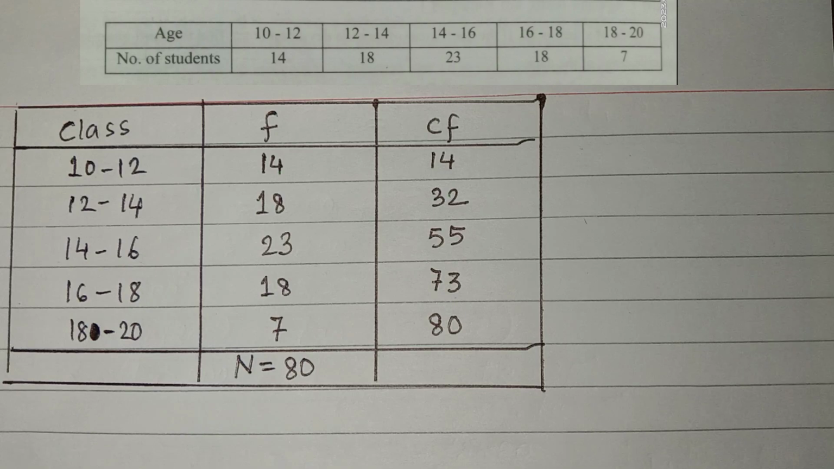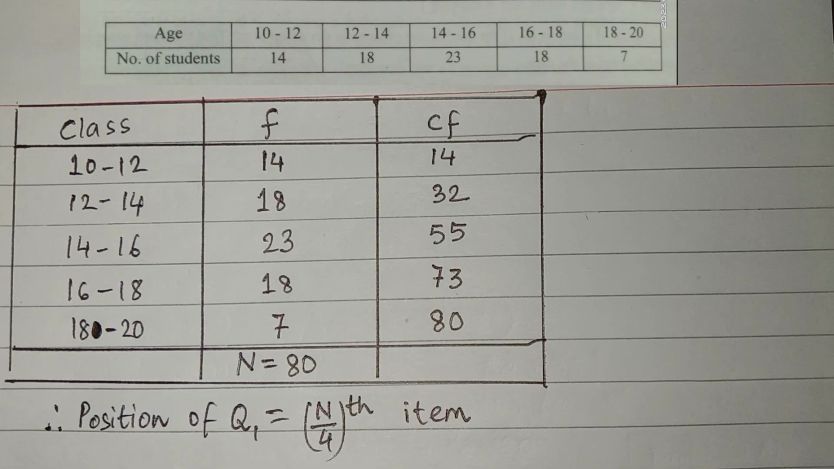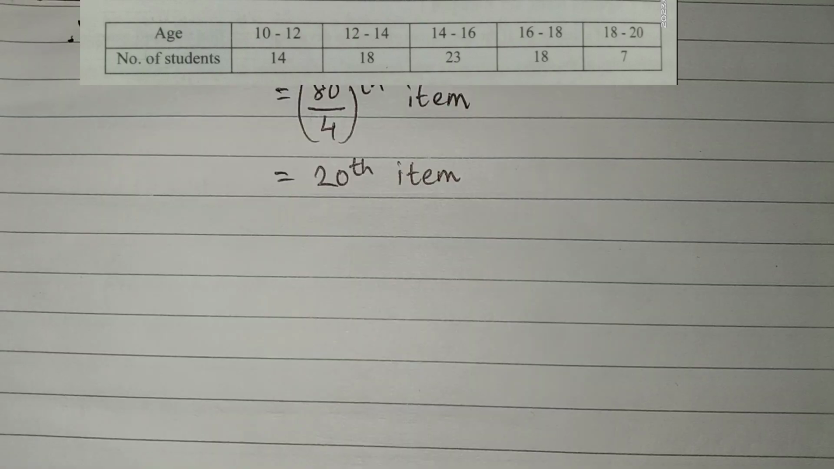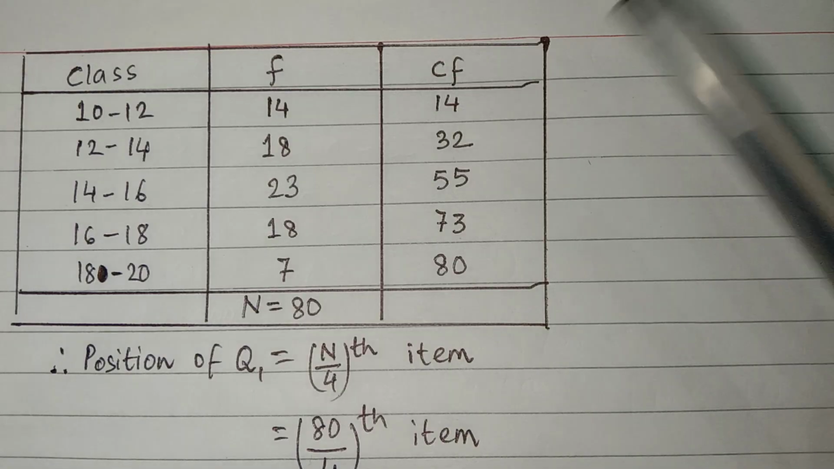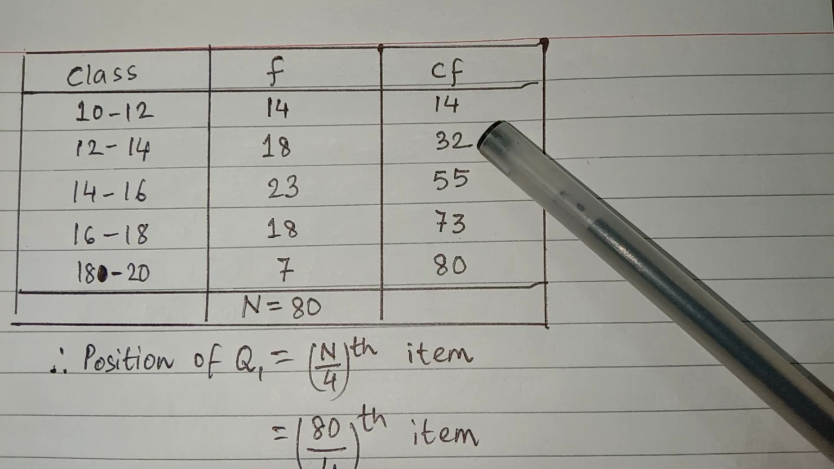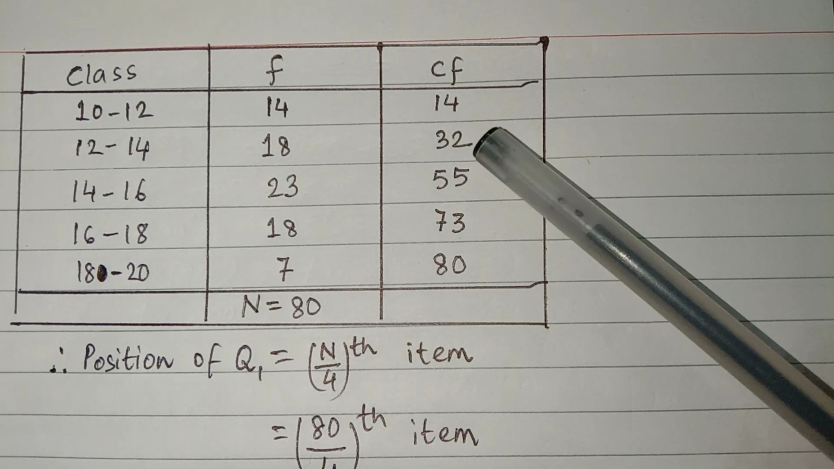Now we have to find the quartile deviation. For quartile deviation, we need the Q1 and Q3. And the position of Q1 is the n by 4th item. So the value of n is 80. I'm going to put 80 for n, and 80 divided by 4, I get 20. And this is the 20th item. So the position of Q1 is the 20th item. Now let's check our table. Checking the table, the CF just greater than 20 is 32.